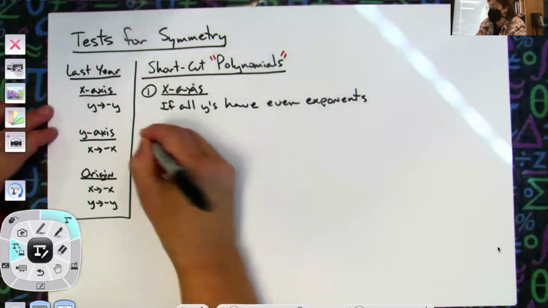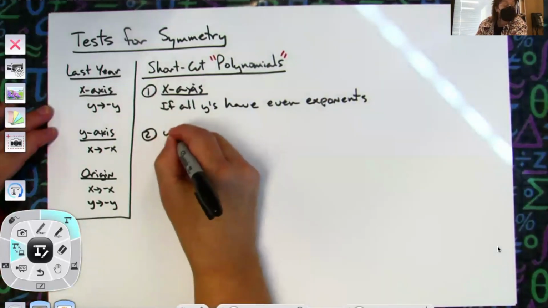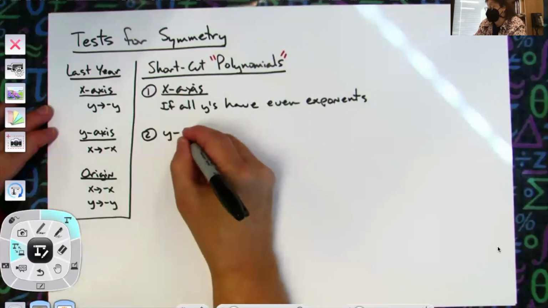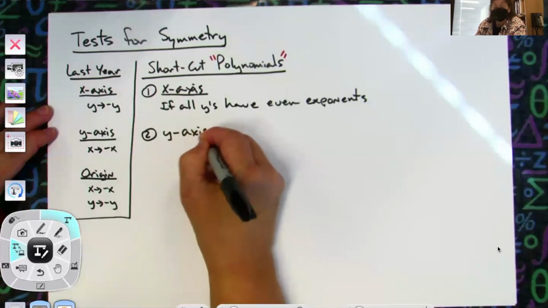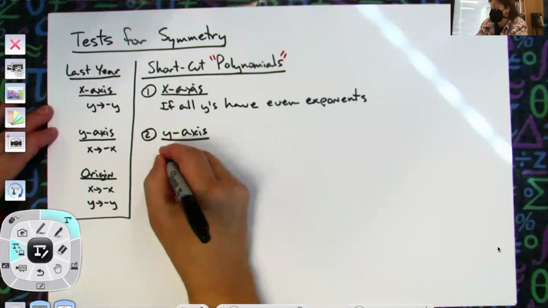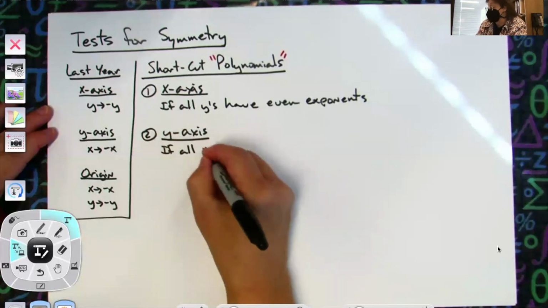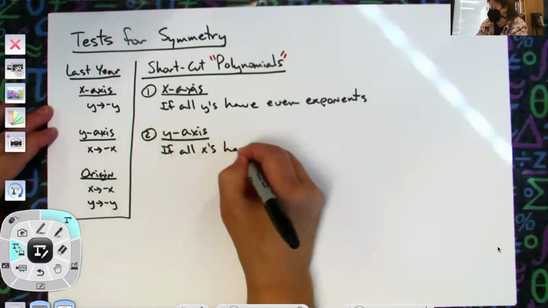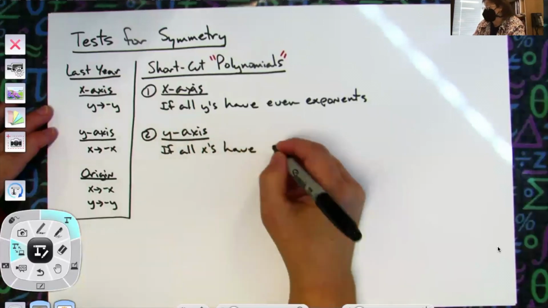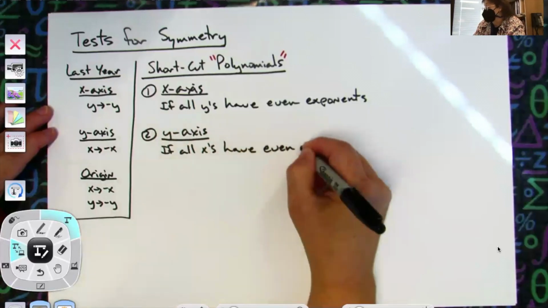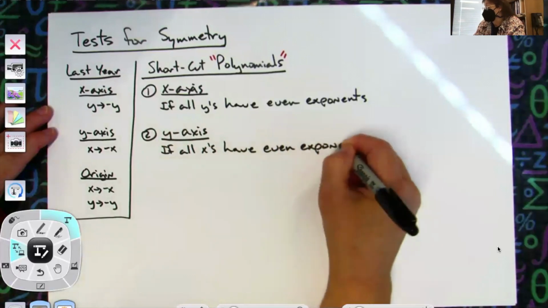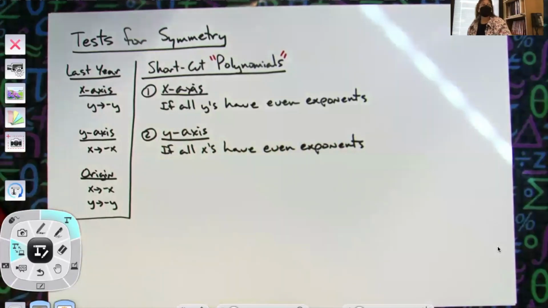Second rule for a shortcut here is symmetry to the y-axis. And you can probably guess here, it's going to be if all the x's have even exponents. Then you know it's going to be symmetric to that y-axis.